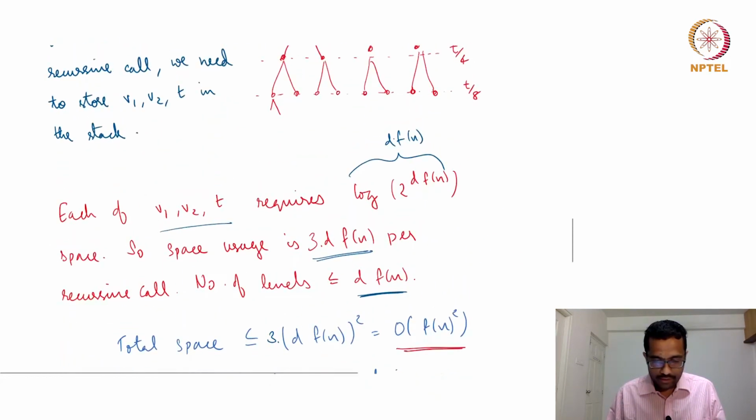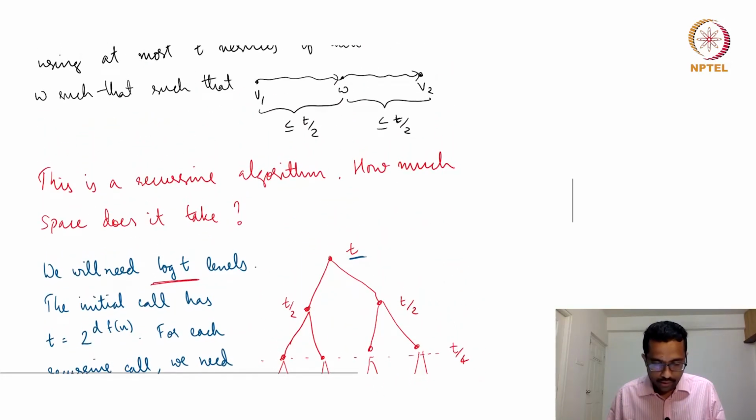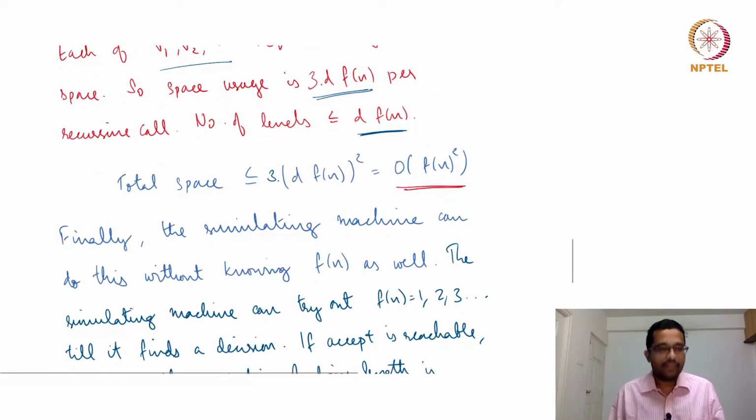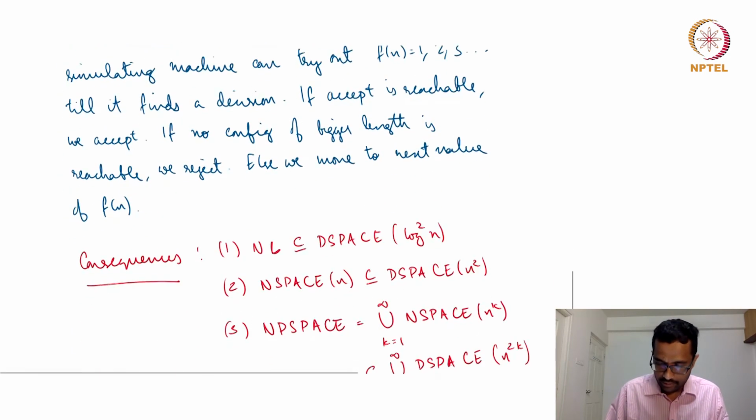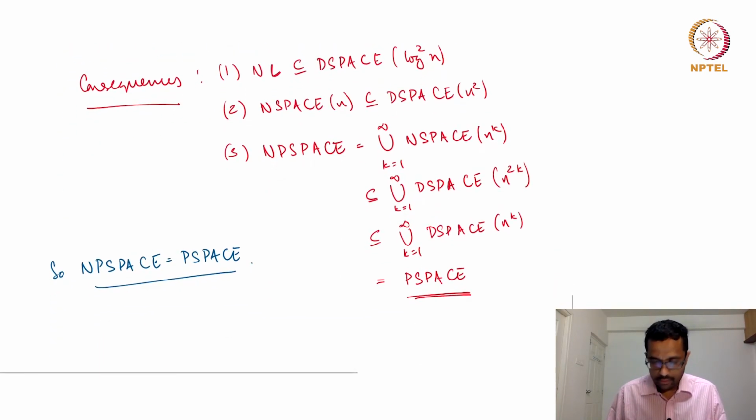So today we saw Savitch's theorem, which said that non-deterministic space fn can be simulated by deterministic space fn squared. The proof used a recursive computation, and we saw some consequences, and that's all.